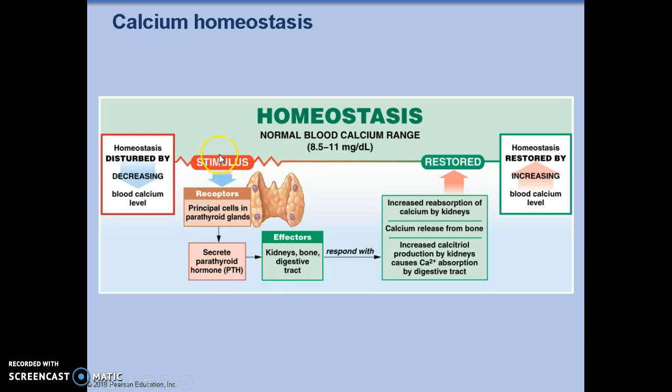So here's just the opposite case. The blood levels are too low, and the parathyroid glands will secrete parathyroid hormone to affect the kidneys, the bones, and the digestive tract. Well, here we have some bone effects. So the kidneys are going to not secrete the calcium in the urine. It's going to reabsorb the calcium. The bones are going to release calcium from them.